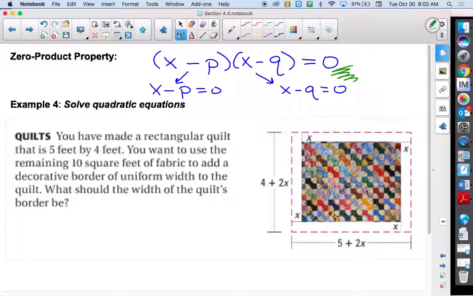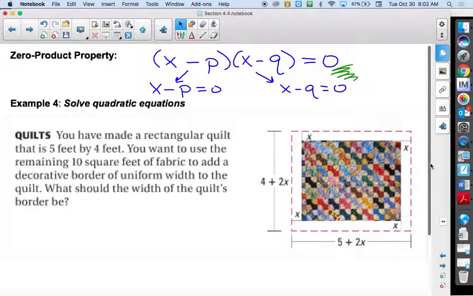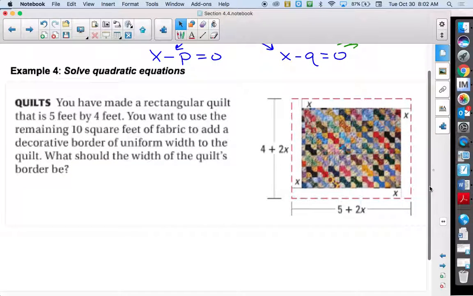So there is a little word problem on here. And in this word problem, we're making a quilt. I have a nice, pretty, colorful quilt on my board up here. Unfortunately, yours is black and white. But you have made a quilt, rectangular quilt, and the dimensions are 5 feet by 4 feet.